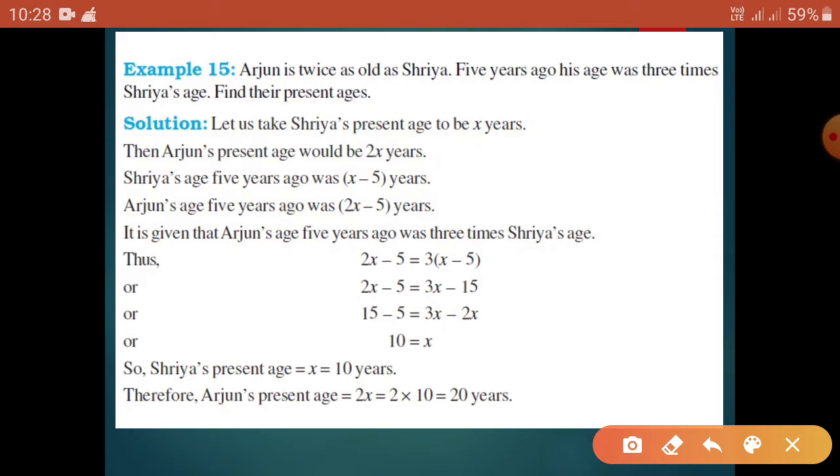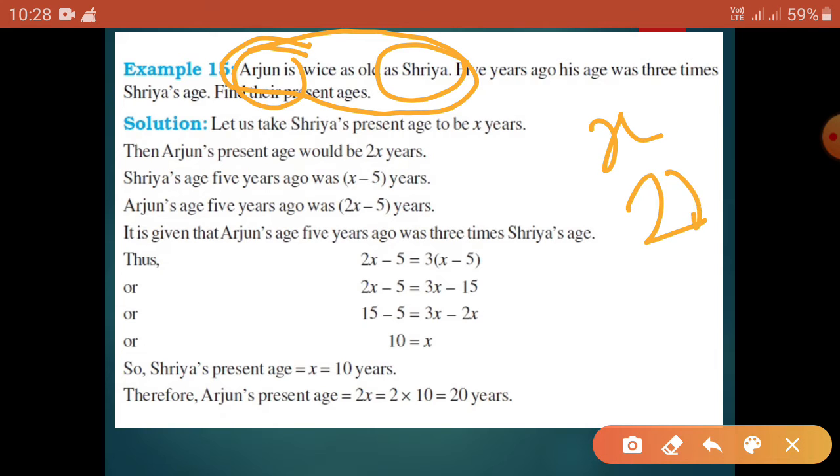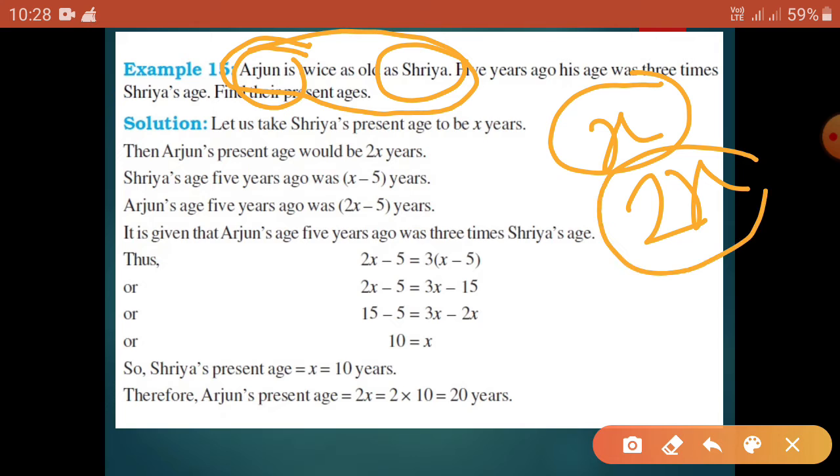So we have to assume one age that is independent. Here the age of Sriya is independent, because the question says Arjun is twice as old as Sriya. So Arjun's age is dependent on Sriya. So we are taking the age of Sriya as x. What will be the age of Arjun? 2x, because Arjun is twice as old as Sriya. So the age of Sriya is x and Arjun is 2x.